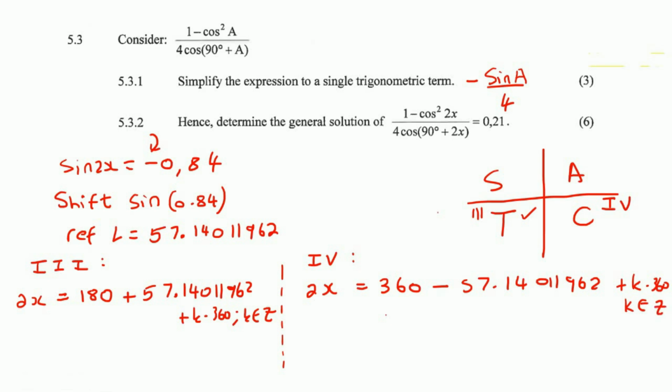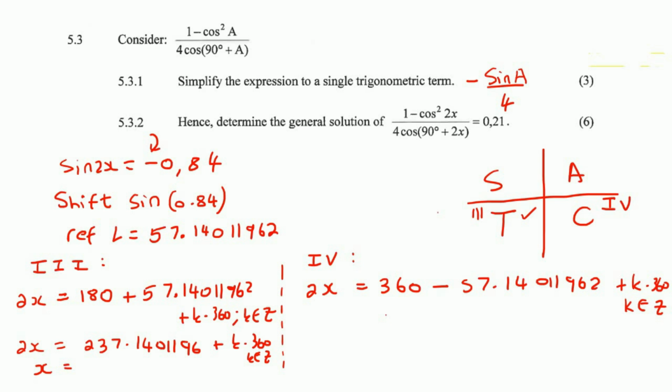Now we just need to get x alone. I'm going to do it all in one step to save space. You add these two numbers together, and then you also have to divide everything. Let me show you that part. So 2x is going to be equal to 237.14011196 plus k360, k is an element of Z. Then to get x alone, you just divide everything by 2. So you just divide that one by 2.